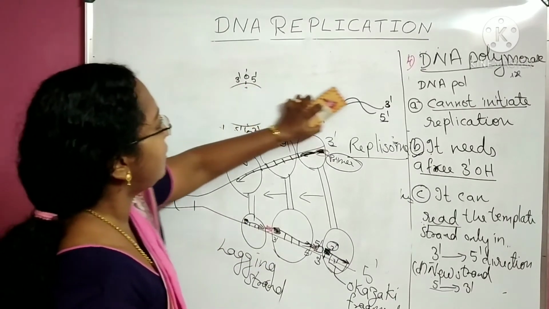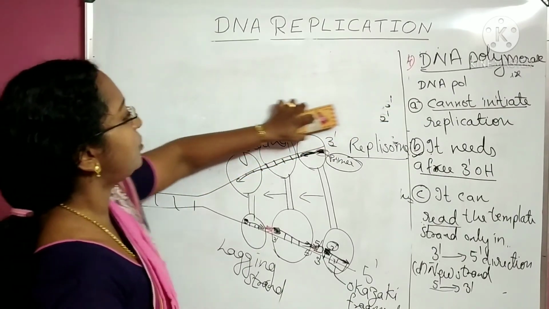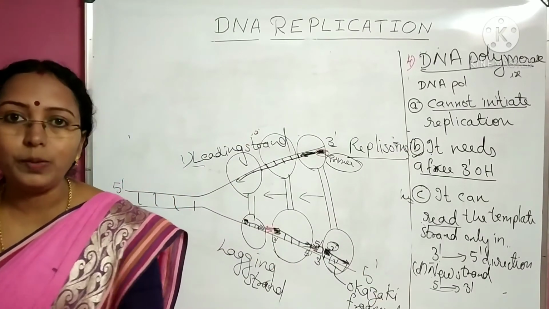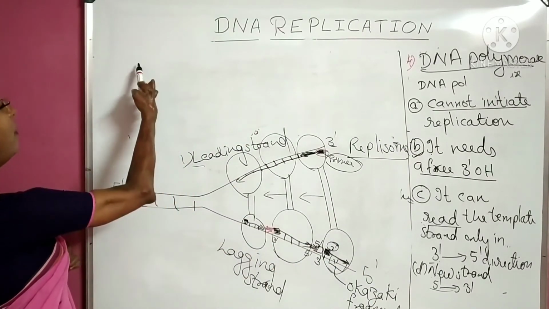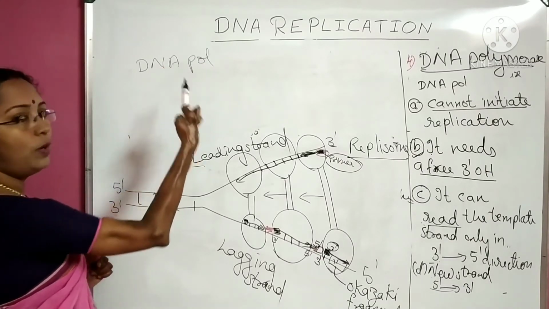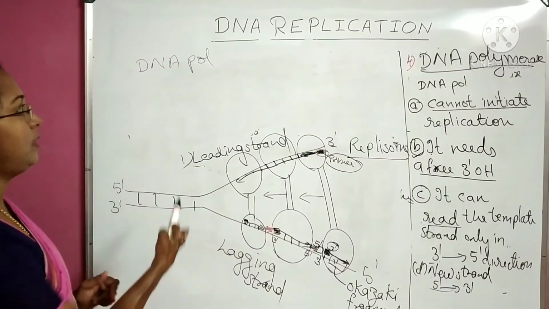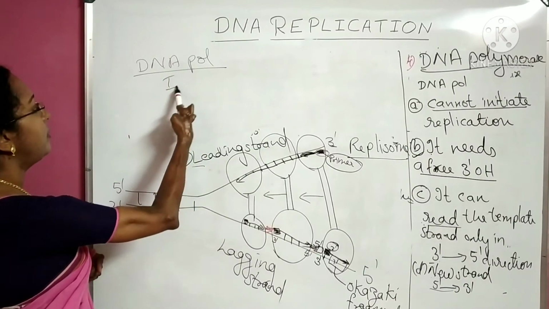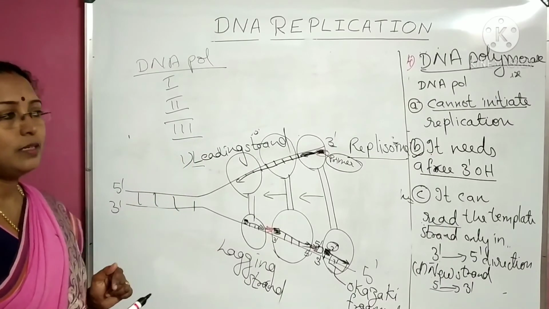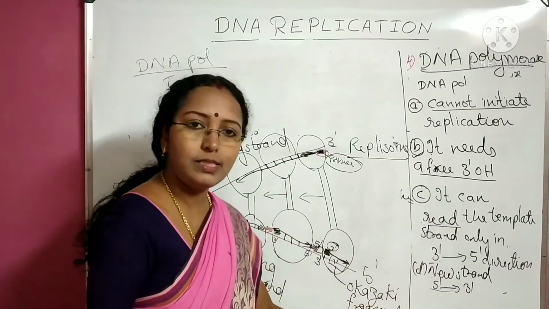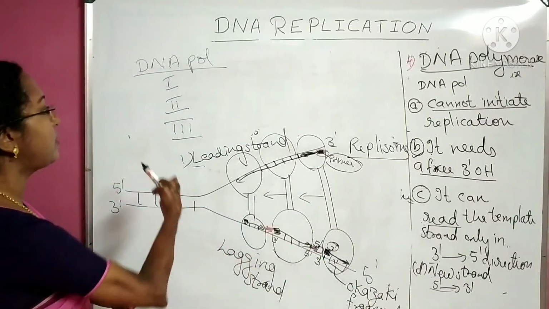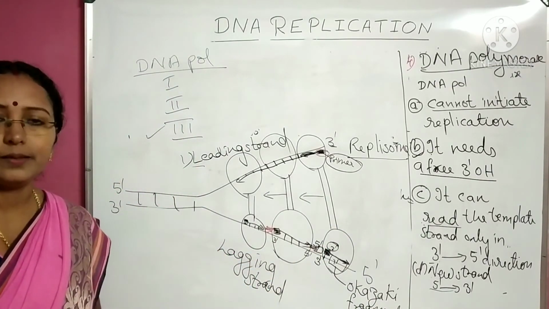So let me tell you, DNA polymerase, as I have told you, is not a simple enzyme, but it is a complex enzyme. And DNA polymerase is not just one enzyme. There are 3 DNA polymerases. DNA polymerase 1, 2 and 3. So whatever features I have listed here are of DNA polymerase 3, and the real hero of DNA replication is actually DNA polymerase 3.